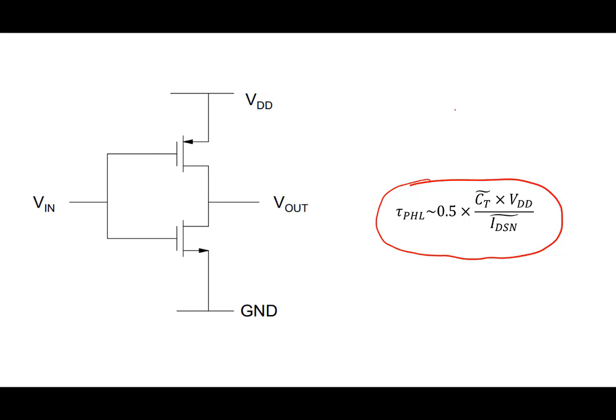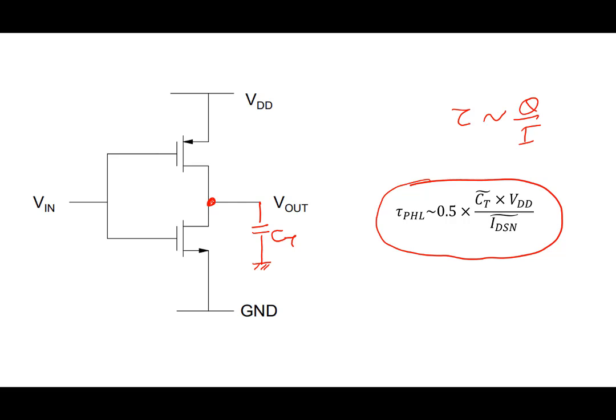As we have been saying, delay is charge by current. Delay is charge by current. And so the idea was, what is the charge that I have to supply? And in this case, there is a capacitor here, CT, the net capacitor at this particular node. So this capacitor has to be charged and discharged, and the delay basically comes about because of that.